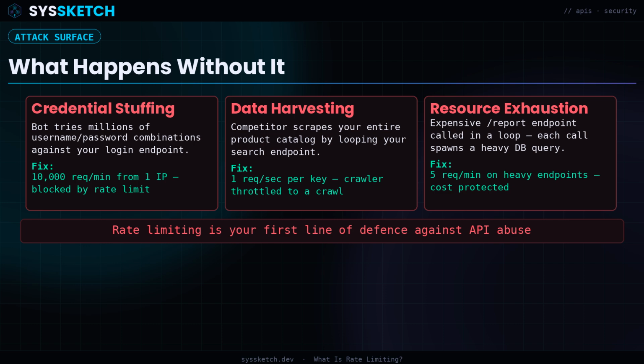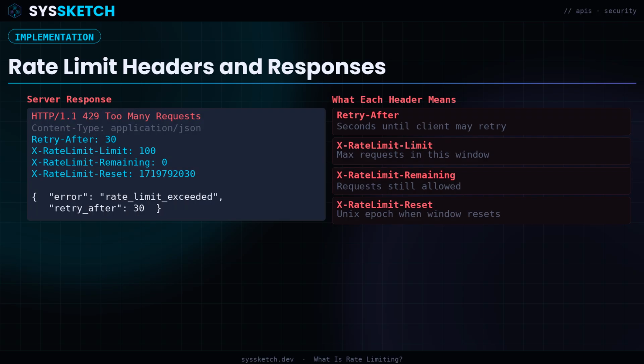5 requests per minute on heavy endpoints puts a hard ceiling on how much compute any one client can trigger. None of these require sophisticated detection. The rate limiter just counts.